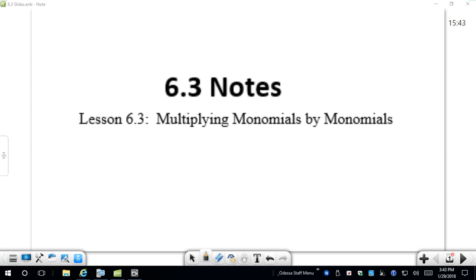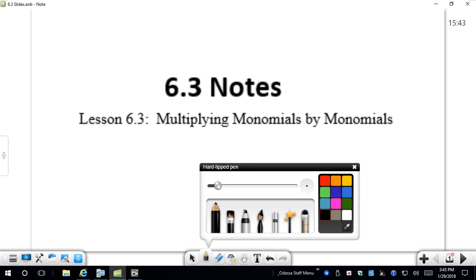Today we're going to be looking at multiplying monomials by monomials. If you guys recall, a monomial is a polynomial with one term. So really today we're just going to be taking two terms and multiplying them together to get one term. So let's go ahead and get started here.